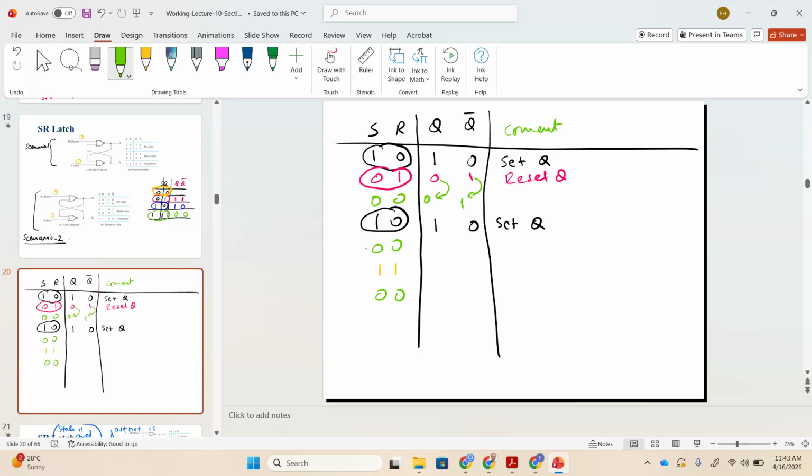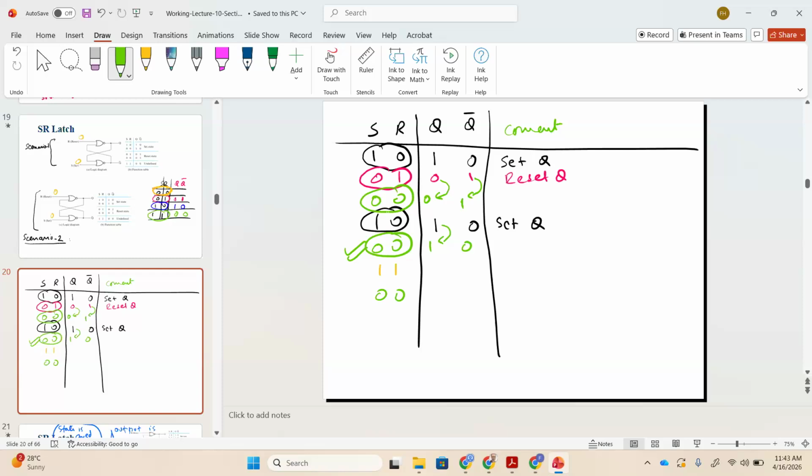Again 0, 0. Now I'm going like this. What will be the output? Anyone may answer. 1, 0. What's your good name? Zafar. Second response from you. So it will be the previous case, 1 and 0.